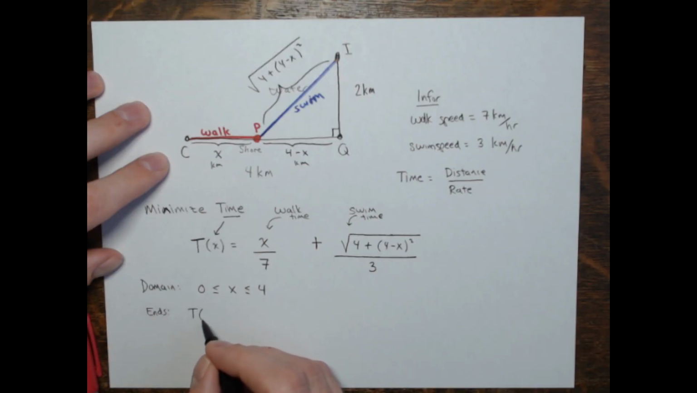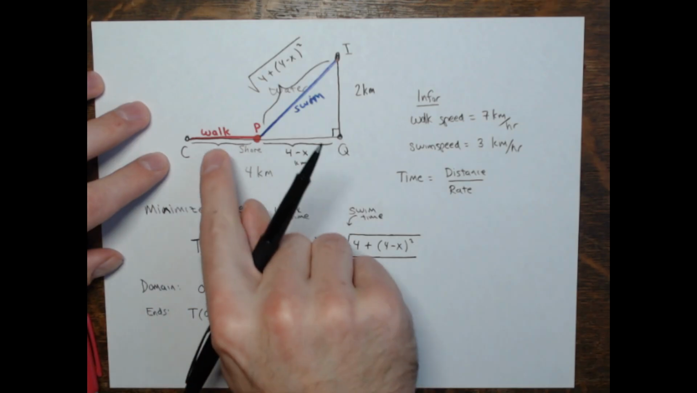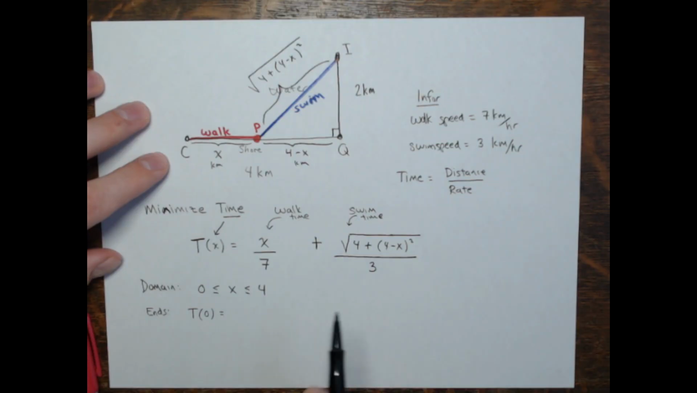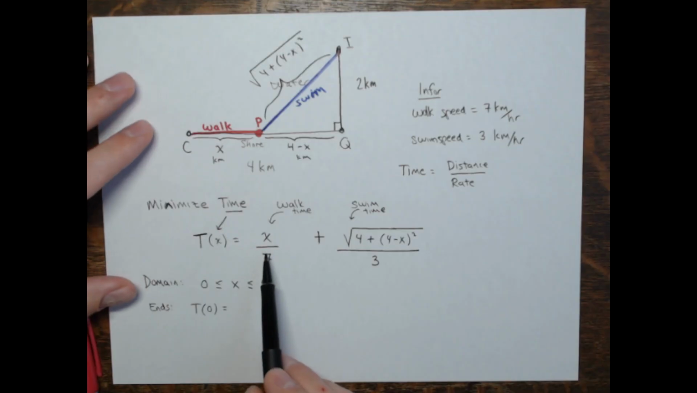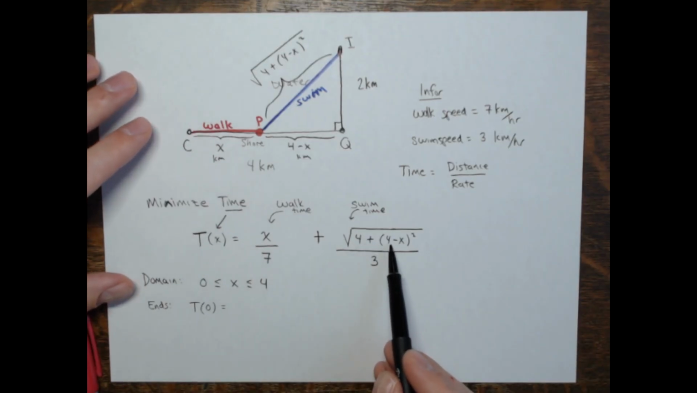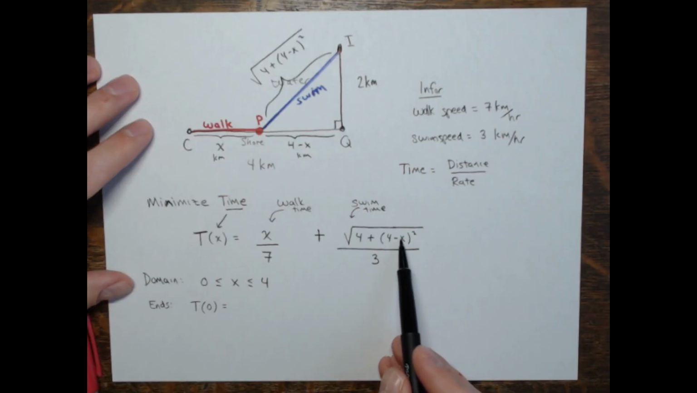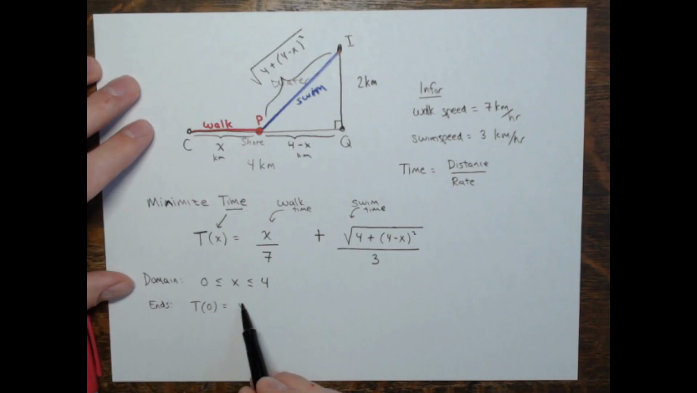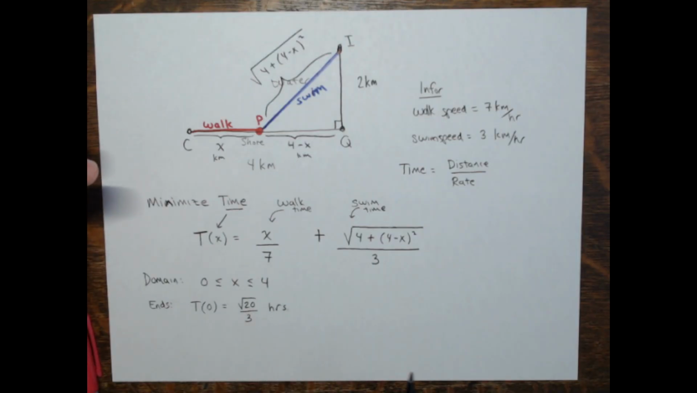Now the time it would take when x is 0, so that would just be the time it would take to swim all the way across. So that's going to be 0 divided by 7, so no walking time. And then the swim time, you have 4 squared, 16 plus 4 is 20, square root of 20 divided by 3, and this will be hours, since they said kilometers per hour for the speed. So that's how long it would take, whatever this is, to just swim there.